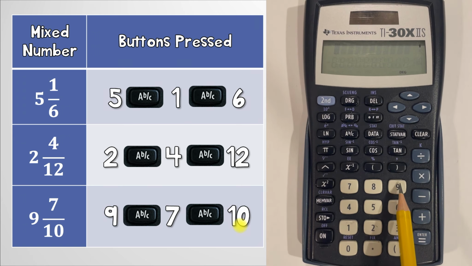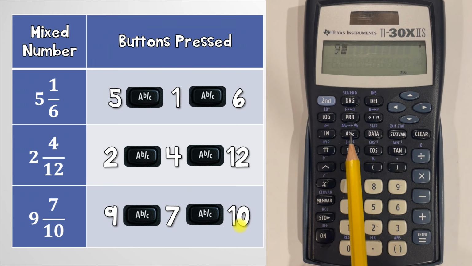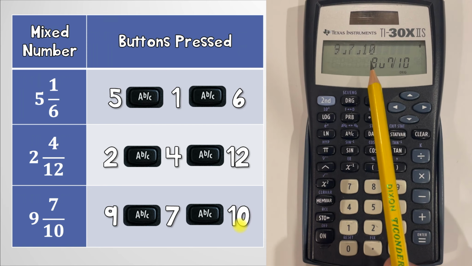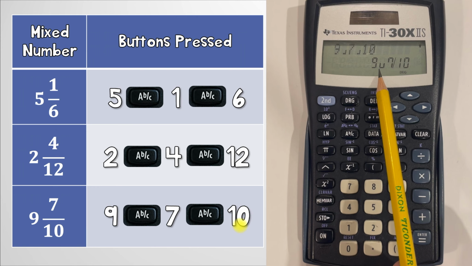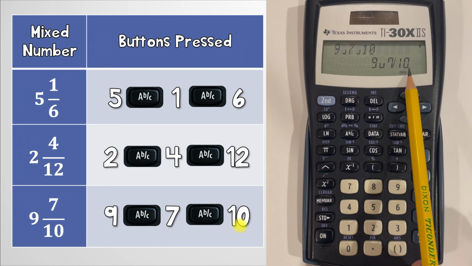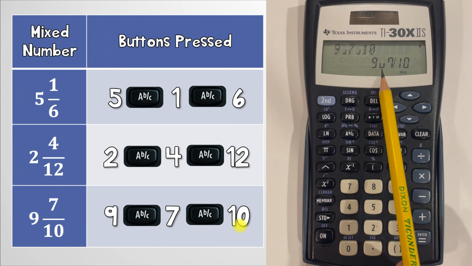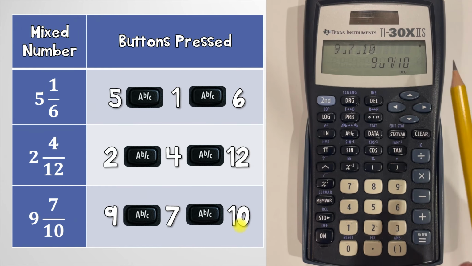We'll enter 9, which is our whole number, then ABC, then our numerator, which is 7, then ABC again, and then our denominator, which is 10. We'll hit enter, and that'll give us this: 9 whole units and 7/10 of a unit, or 9 and 7 over 10.